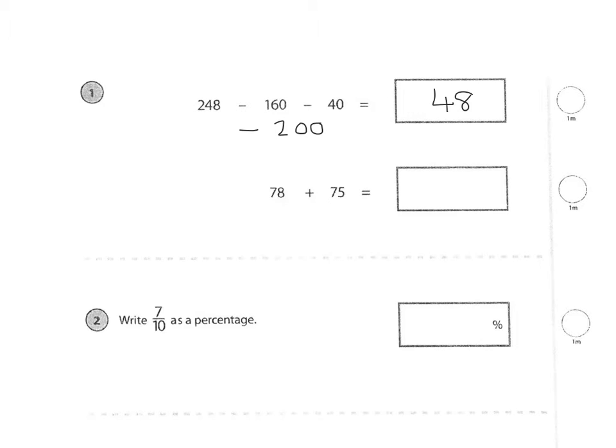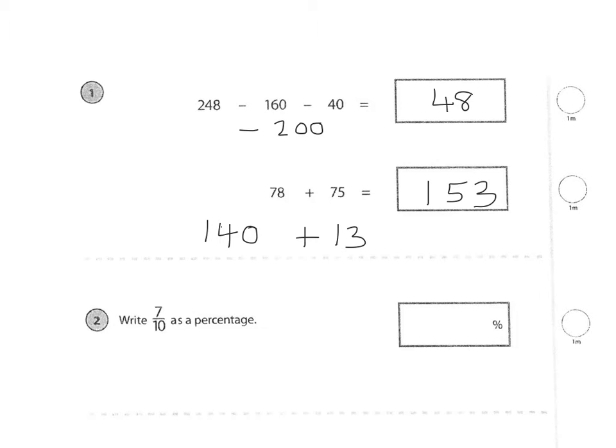Now the second half of this question, 78 adds 75. I would partition this into tens and units and do the 70 and 70 to give you 140, and the 8 add the 5, which is the units, gives you 13. When you add those two together, you get a grand total of 153.